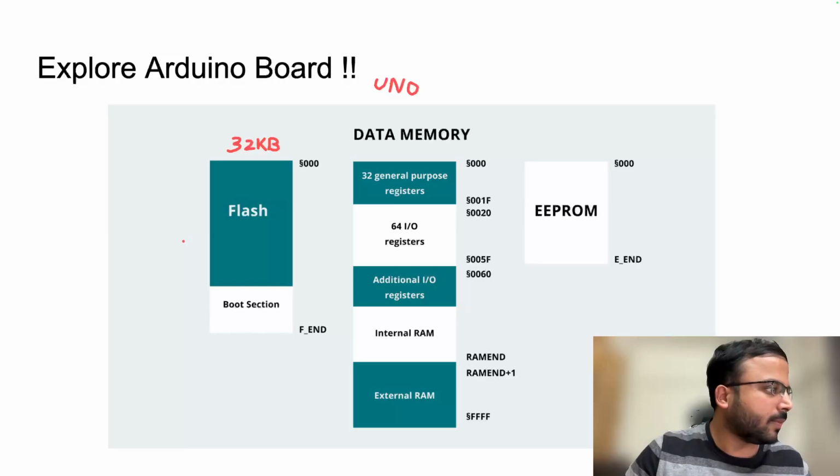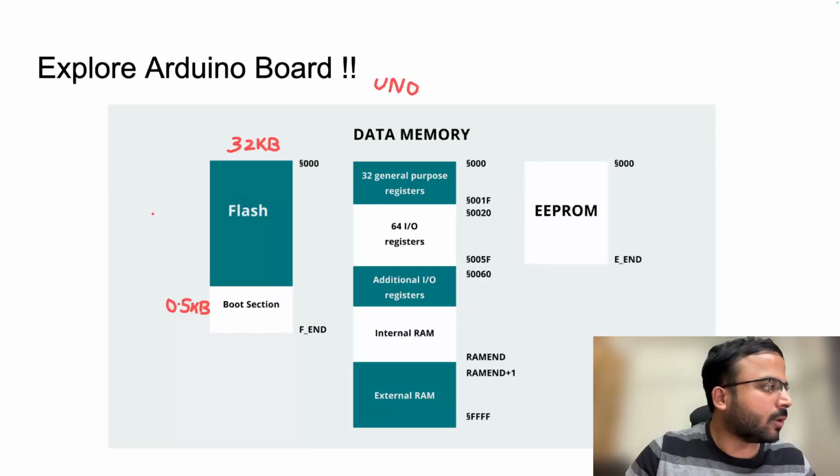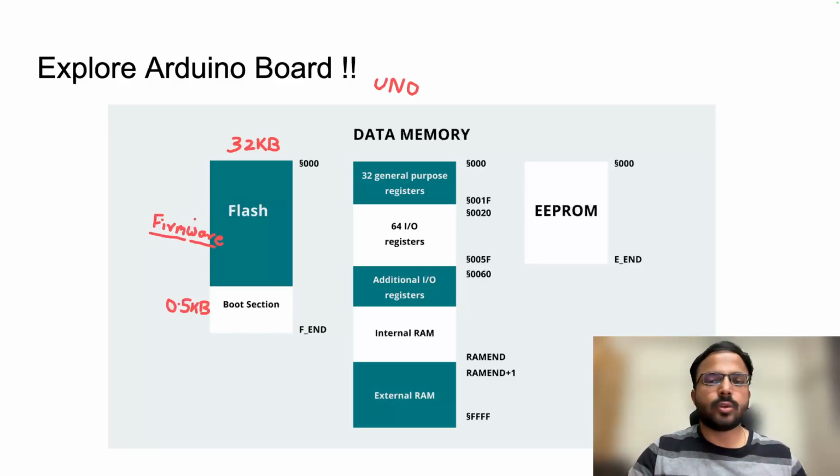Out of this 32 KB, if you see here, 0.5 KB is used for your bootloader section. The bootloader code will be here, and the rest will be your firmware code. Firmware code will be in this section, right? So whatever software you write will be dumped into these sections.